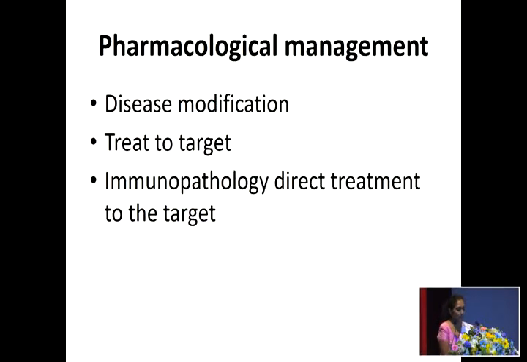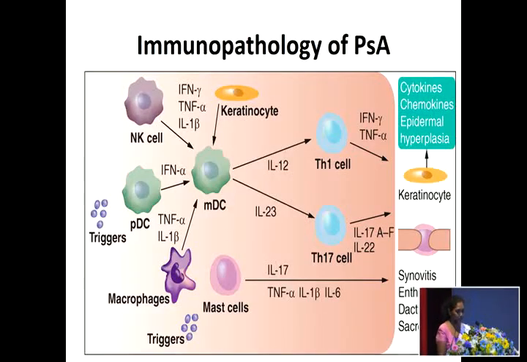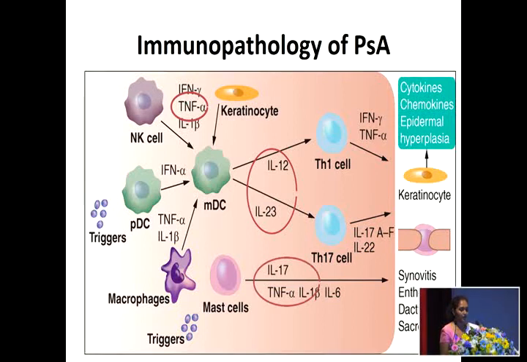Pharmacological management, we are talking about pharmacological management to modify the disease, to relieve the symptoms, and to achieve a target. So to modify the disease, you have to attack specific targets in these patients' disease process. So I have to talk about immunopathology in these patients before starting this pharmacological management. So as I have shown in this slide, there are cytokines, tumor necrosis factor inhibitors, IL-12, 23, and IL-17, like cytokines, that will take part in immunopathology.